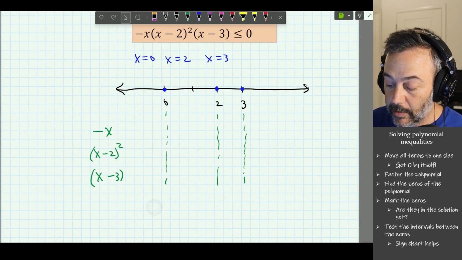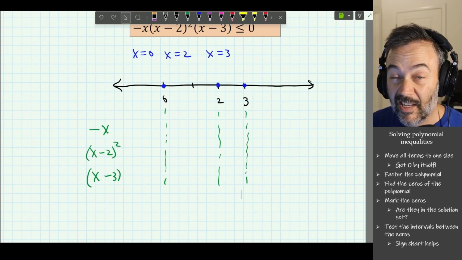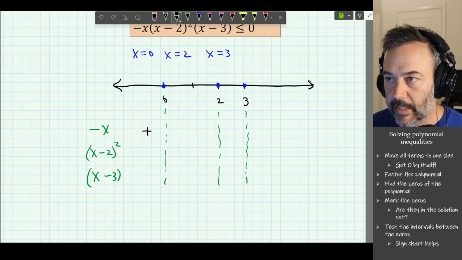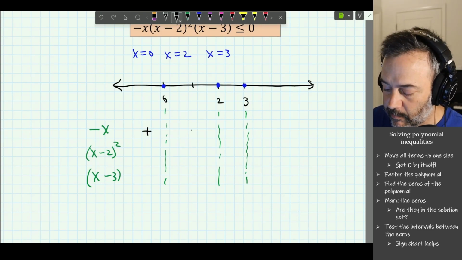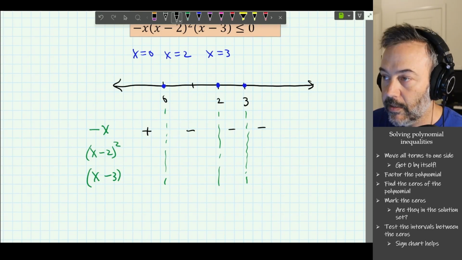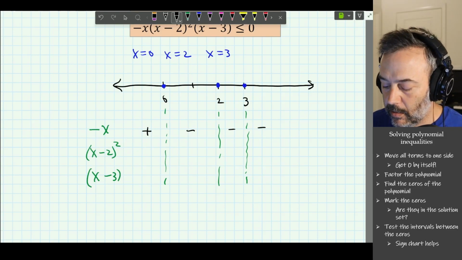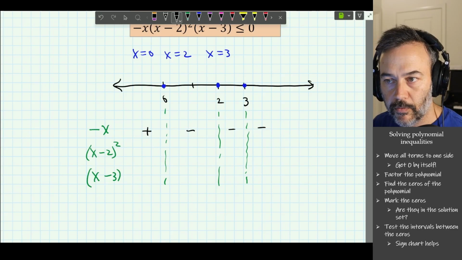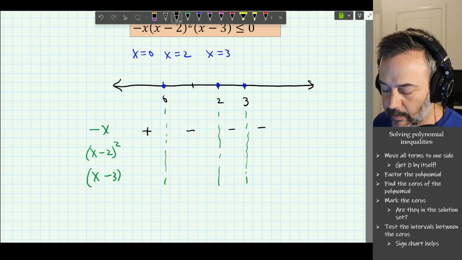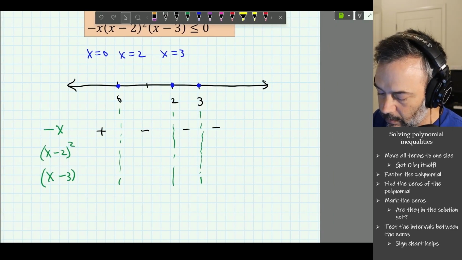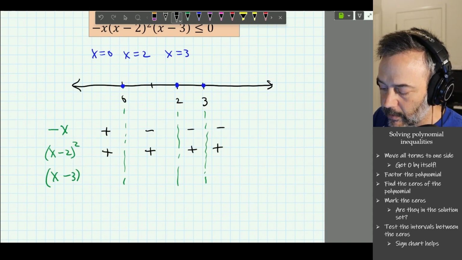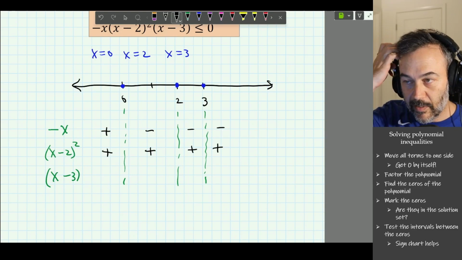If I plug in a number less than 0, negative x would be positive because I'm multiplying it by negative 1. If I plug in a positive number, it'll be negative. So these will all be negative. If I plug in a number less than 0, x minus 2 is negative, but you square it and it's positive. And in fact, no matter what number you plug in, as long as it's not the zeros, it's going to be positive.